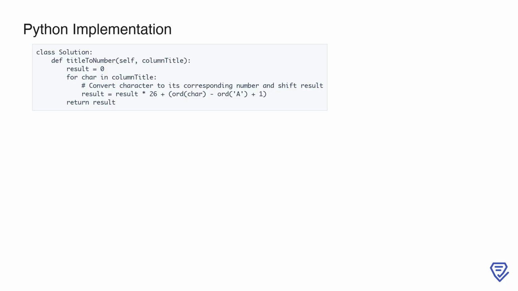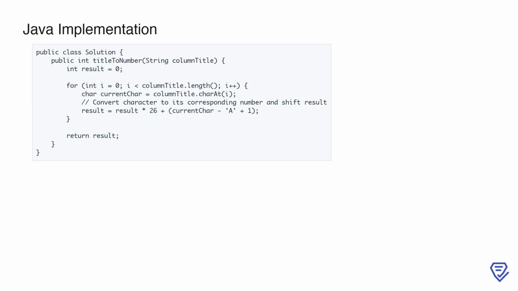Time complexity. The time complexity is O(n), where n is the length of the input string columnTitle, as we process each character once. The space complexity is O(1), as no additional data structures are used. This implementation is concise, efficient, and handles all valid inputs as described in the problem's constraints. This is the Java implementation of LeetCode problem number 171, Excel Sheet Column Number. The logic mirrors the Python implementation, converting an Excel column title into its corresponding column number.